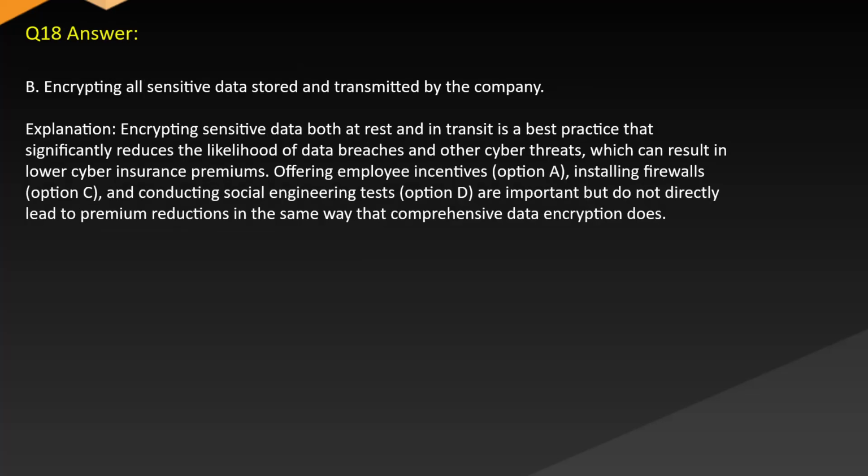Answer: B. Encrypting all sensitive data stored and transmitted by the company. Explanation: encrypting sensitive data both at rest and in transit is a best practice that significantly reduces the likelihood of data breaches and other cyber threats, which can result in lower cyber insurance premiums. Offering employee incentives, option A, installing firewalls, option C, and conducting social engineering tests, option D, are important but do not directly lead to premium reductions in the same way that comprehensive data encryption does.